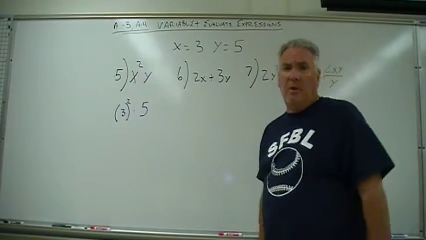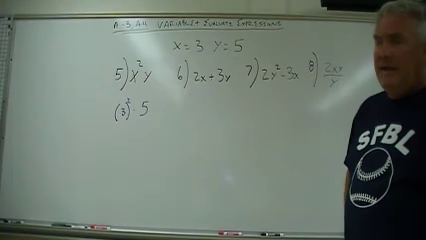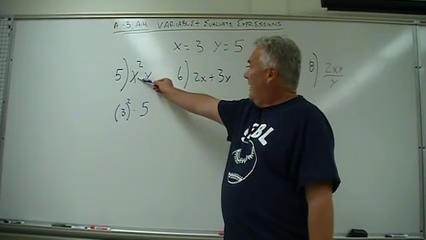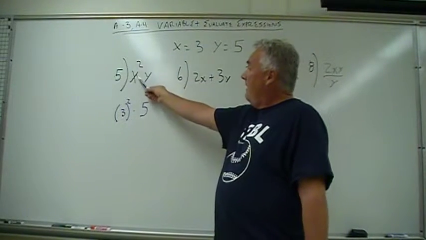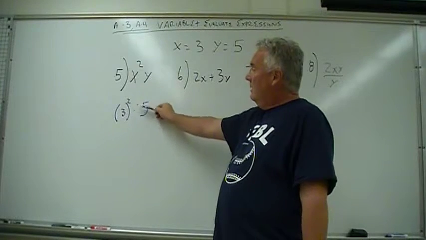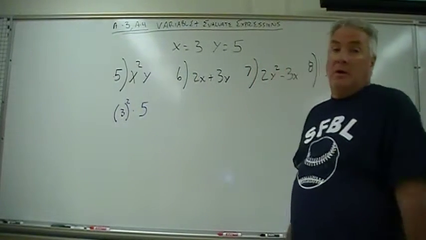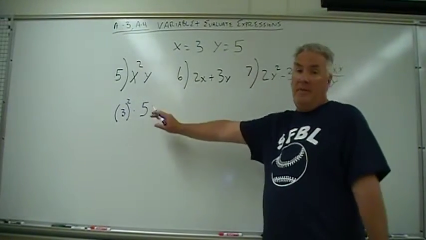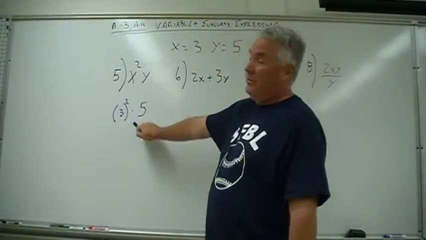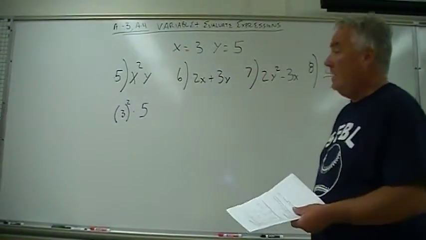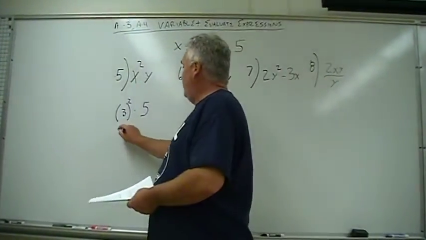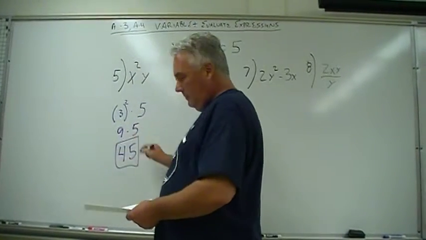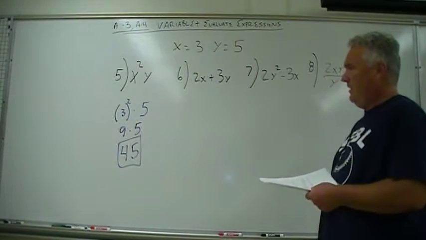So the first thing you're going to want to do is to plug in and make sure you've substituted correctly. That x, you've used the 3, and that you're squaring it times the 5. Sometimes the mistakes that students make will be that they substitute them in the wrong way. They put the 5 here or the 3 there. You need to be careful on that. So 3 squared is 9 times 5. And our answer is 45.